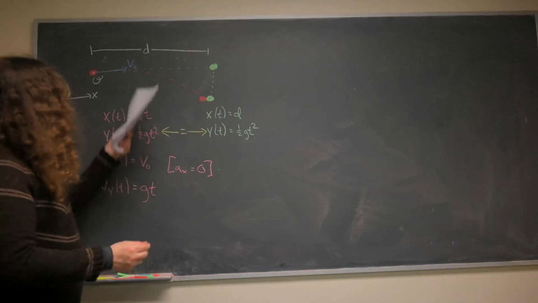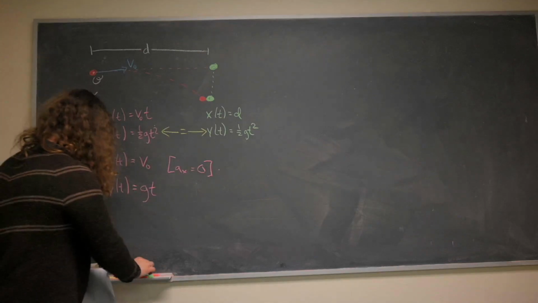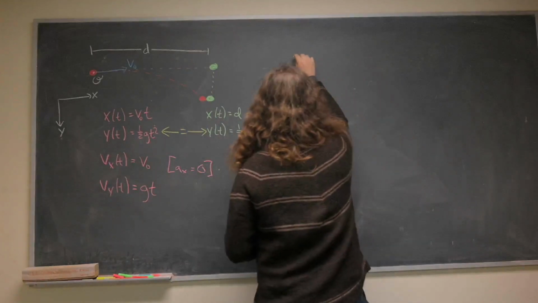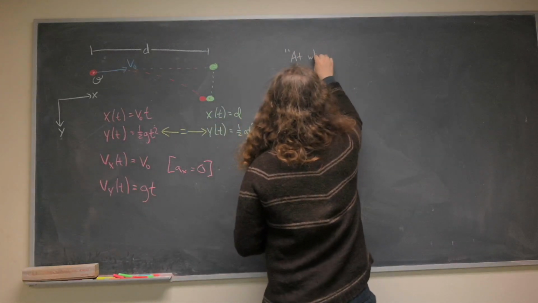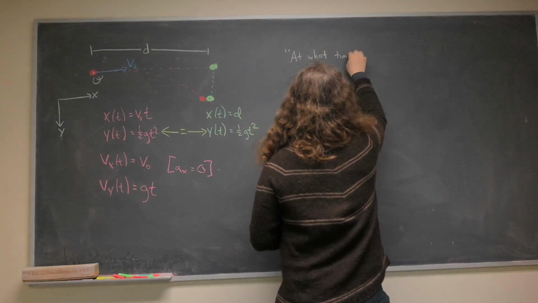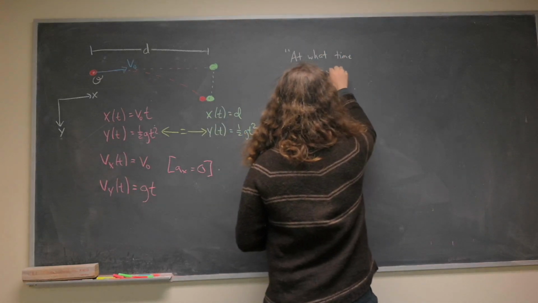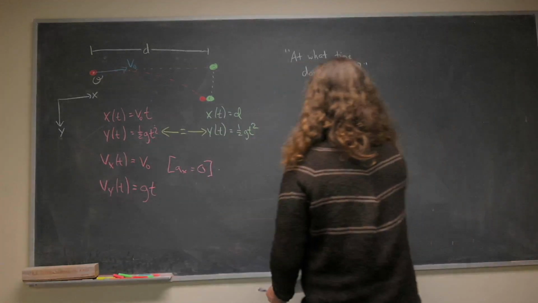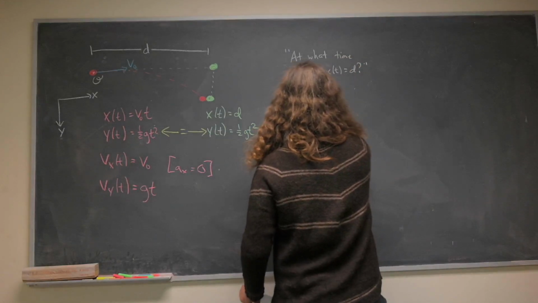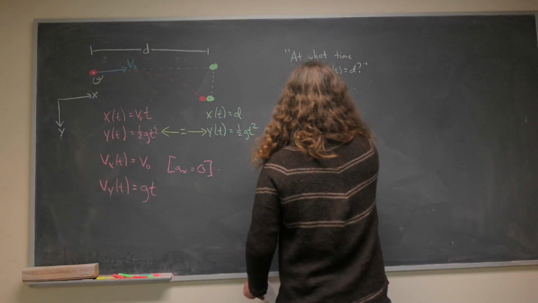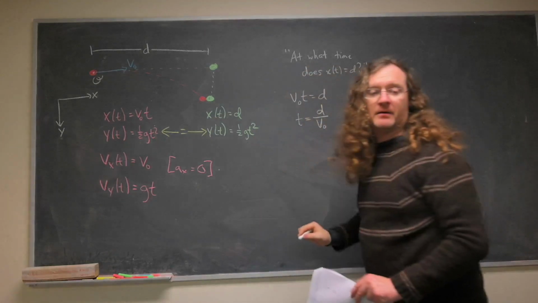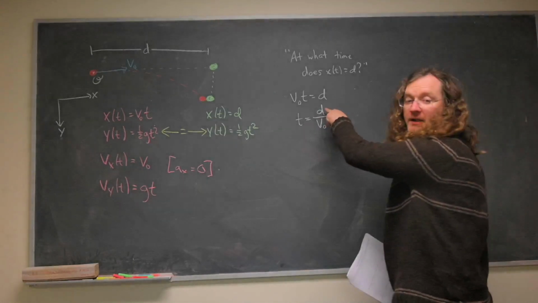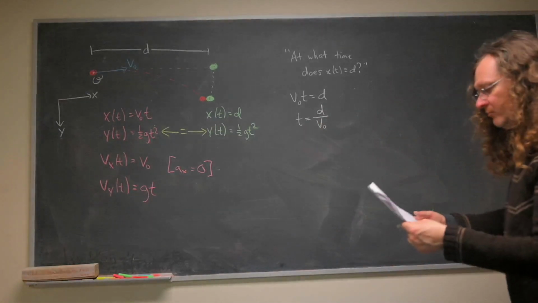Part C asks us how much time it takes for the red ball to fly over there and hit the green ball. So how much time does that take? We ask at what time does x of t equal d? Well, x of t is just v naught t, so v naught t equals d, t is d over v naught. We could have guessed this, right? We could have guessed that, well, the amount of time it takes is how far it has to go, divided by how fast it's going.